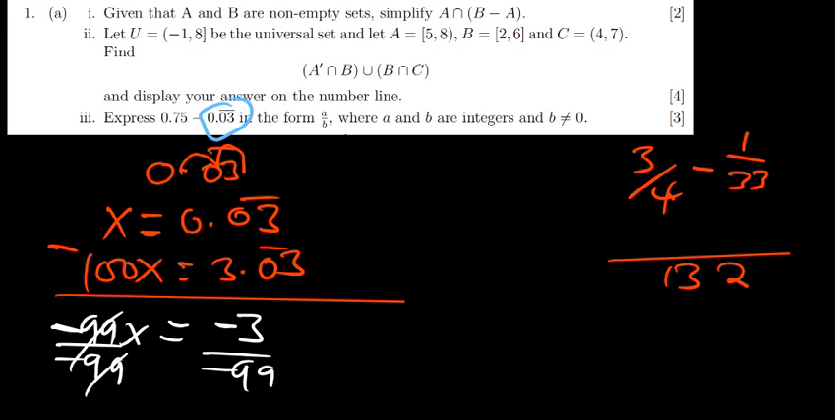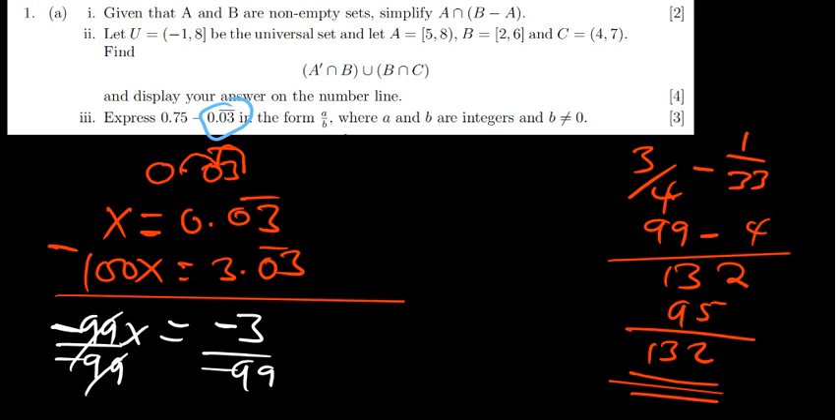33 times 3 is going to give us 99. Then 33 into 132 is going to give me 4 times. 4 times 1 is going to be 4. 99 minus 4 is going to be 95. Then divided by 132. There is no number which can go into these two, so you can just end there. The answer for this question is this one.